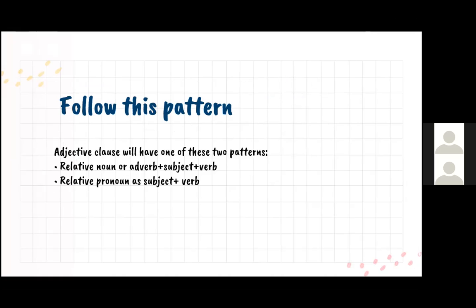Follow this pattern. An adjective clause will have one of these two patterns. The first is relative pronoun or adverb plus subject plus verb. And the last is relative pronoun as subject plus verb.